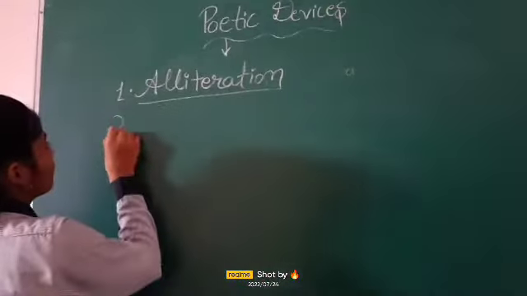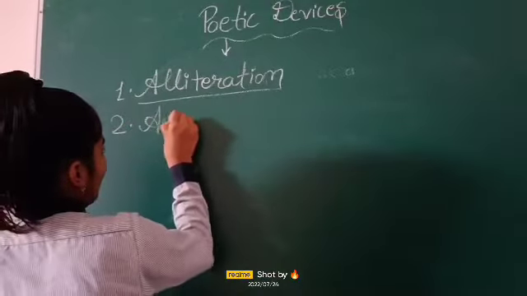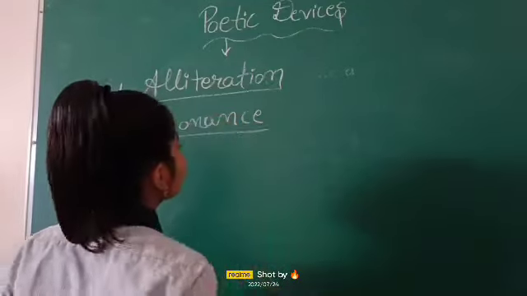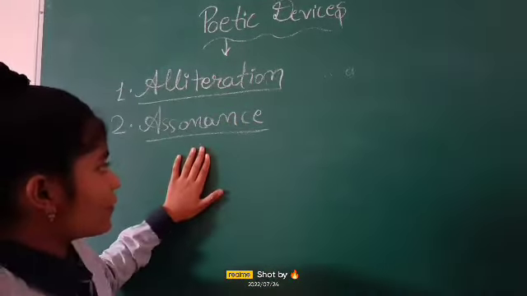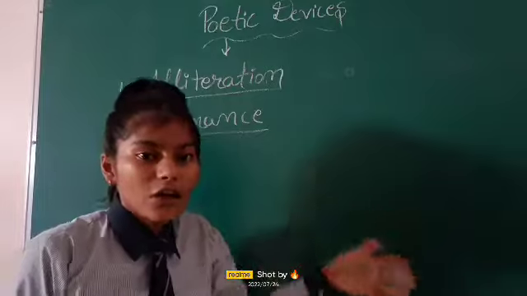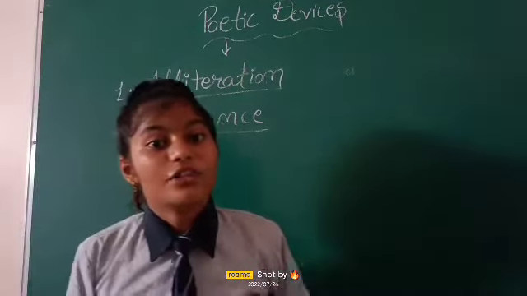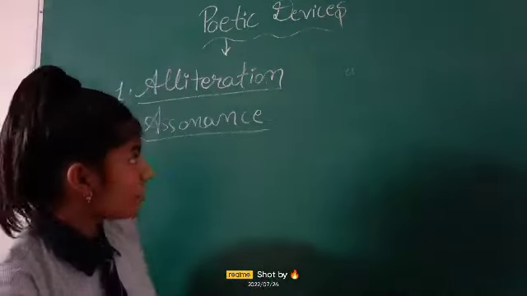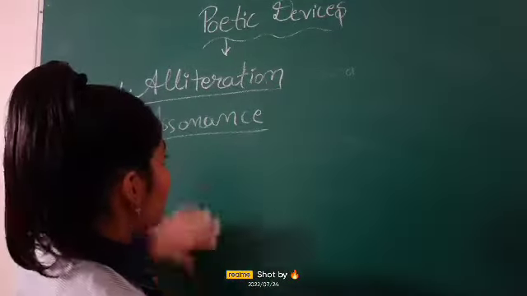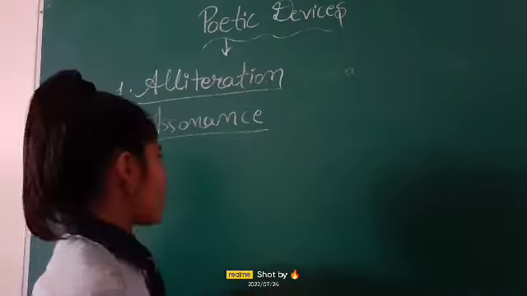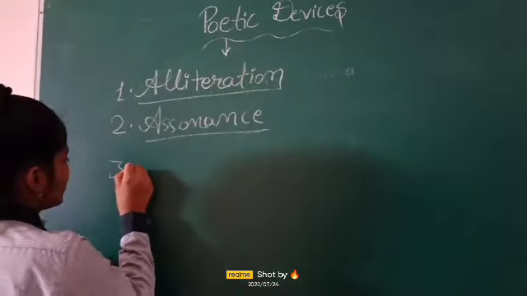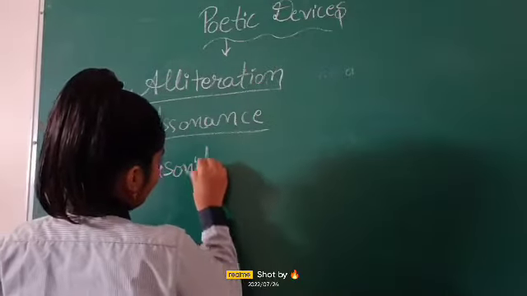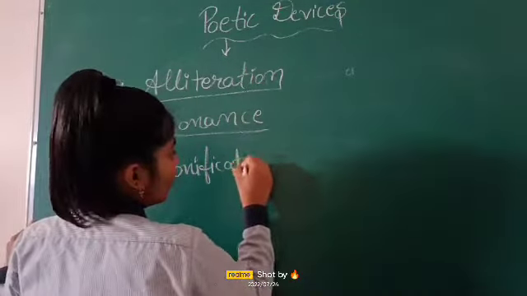Second is assonance. Assonance is exactly the opposite, where in the beginning of the stanza we have the repetition of vowels. For consonants, if the repetition has taken place, we call it alliteration, and this is assonance. Third is personification. Now what is personification?